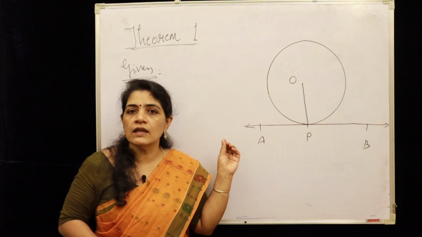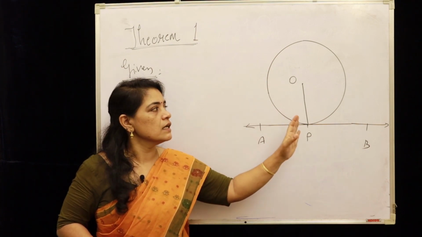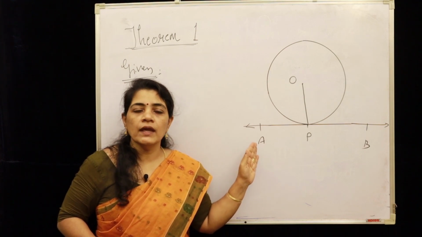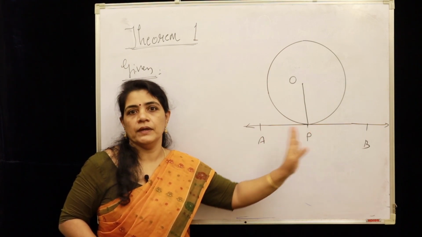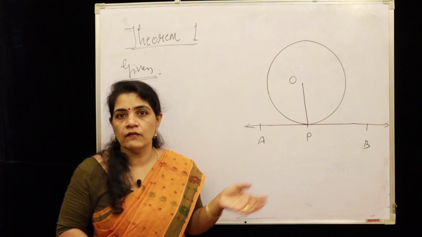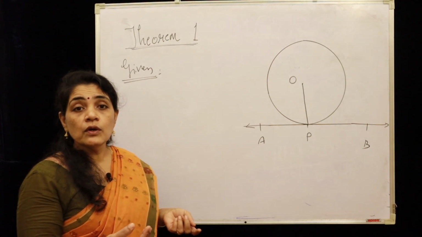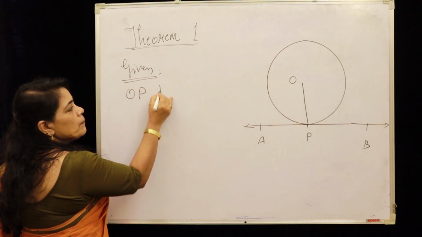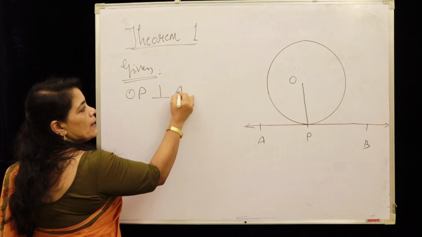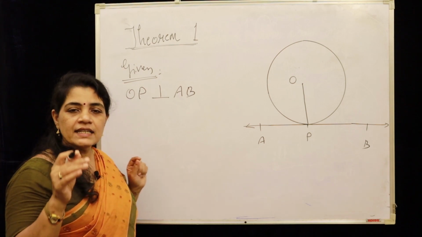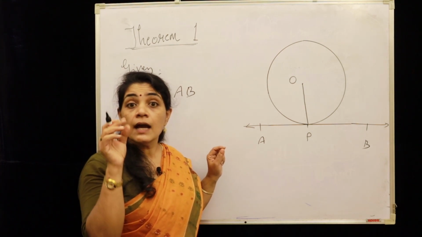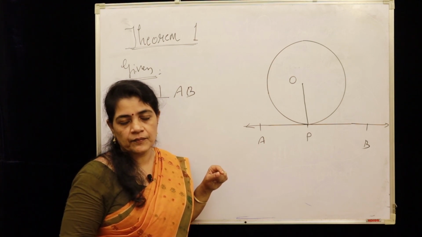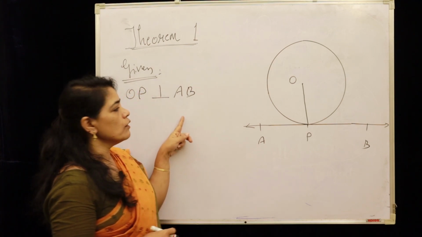So what is given? We are given a circle with center O and a tangent AB at the point of contact P. That is given. And what we have to prove? We have to prove that OP is perpendicular to AB. That is, the tangent at any point of a circle is perpendicular to the radius through the point of contact. This is what we have to prove.